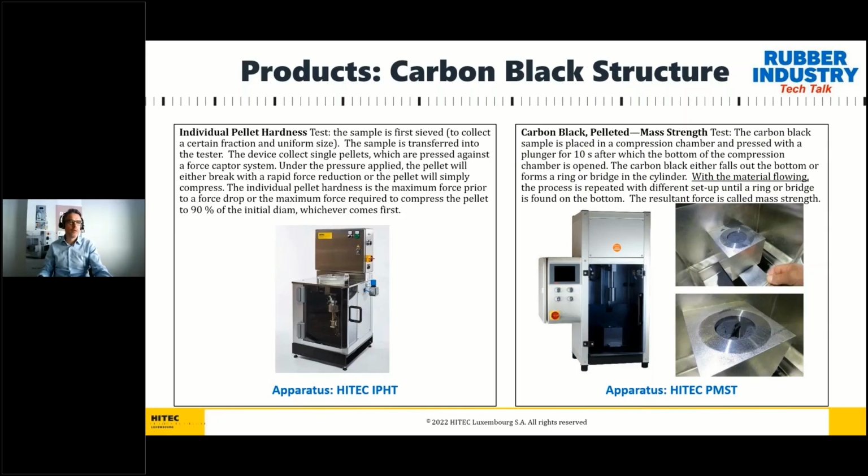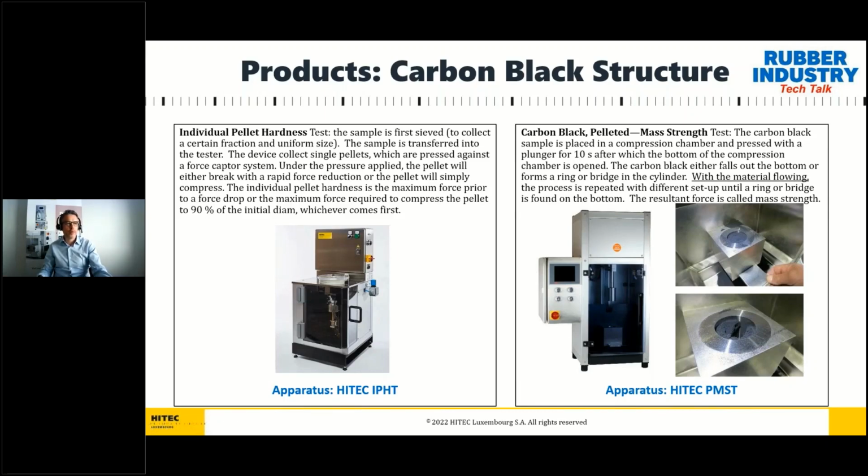In this test, the carbon black sample is placed in a compression chamber and is pressed with a plunger for 10 seconds, after which the bottom of the compression chamber is opened. Basically, you fill this cylinder with material, you compress, and then at the end of the test you open this drawer. You then have two options.